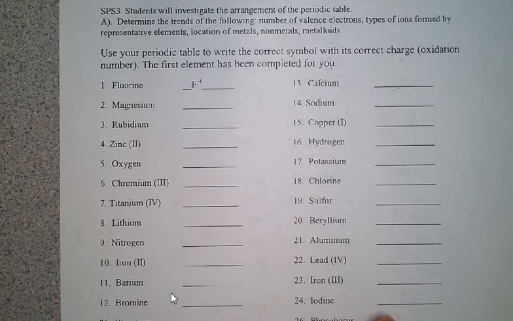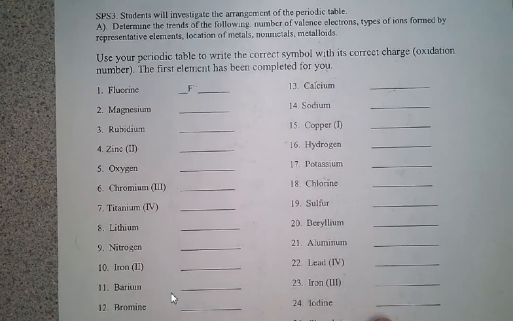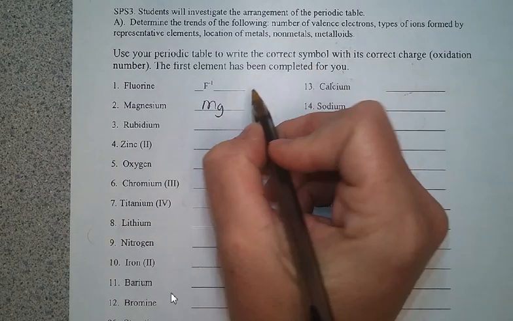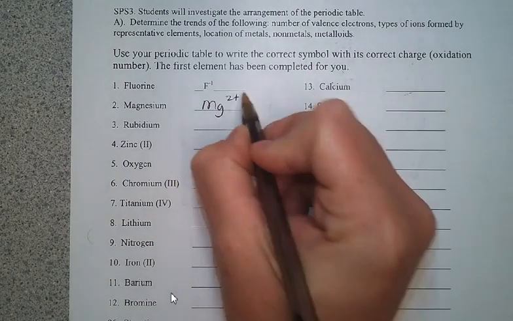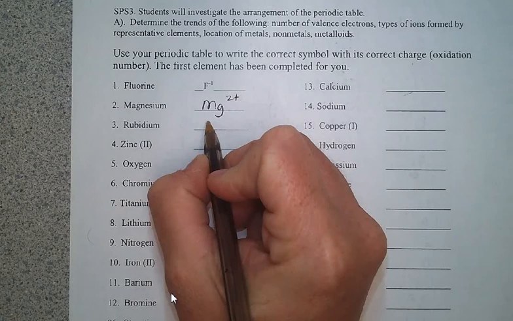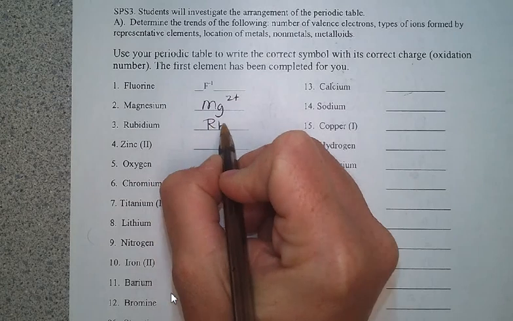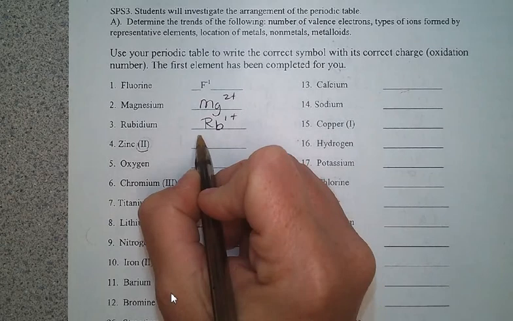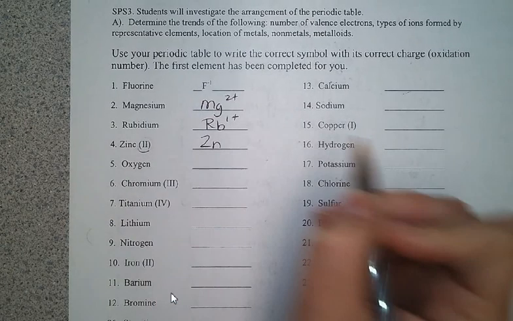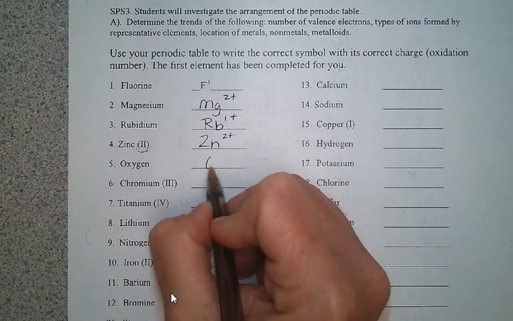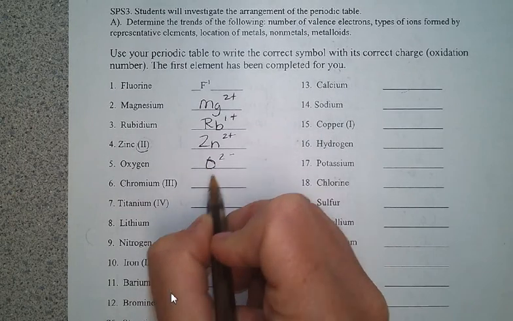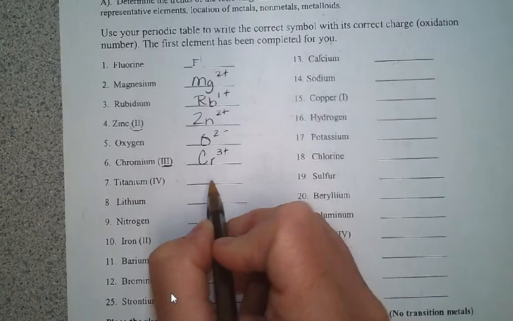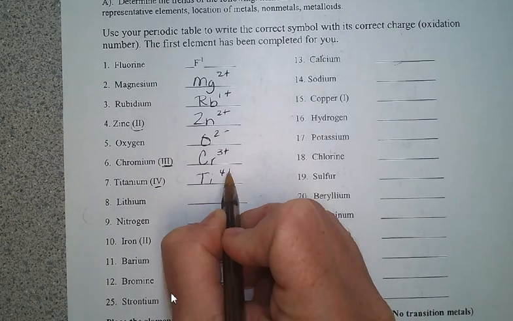Okay, so this is magnesium. Magnesium is a 2 plus. Rubidium is Rb, which is a 1 plus. Zinc, you notice that this has the Roman numeral, so it's actually telling you, and if it's a metal, it's always going to be positive, 2 positive. Oxygen is 2 negative. Chromium is Cr, and it's telling you it's 3 positive. Titanium is telling you 4 positive. Lithium is in family 1, positive.